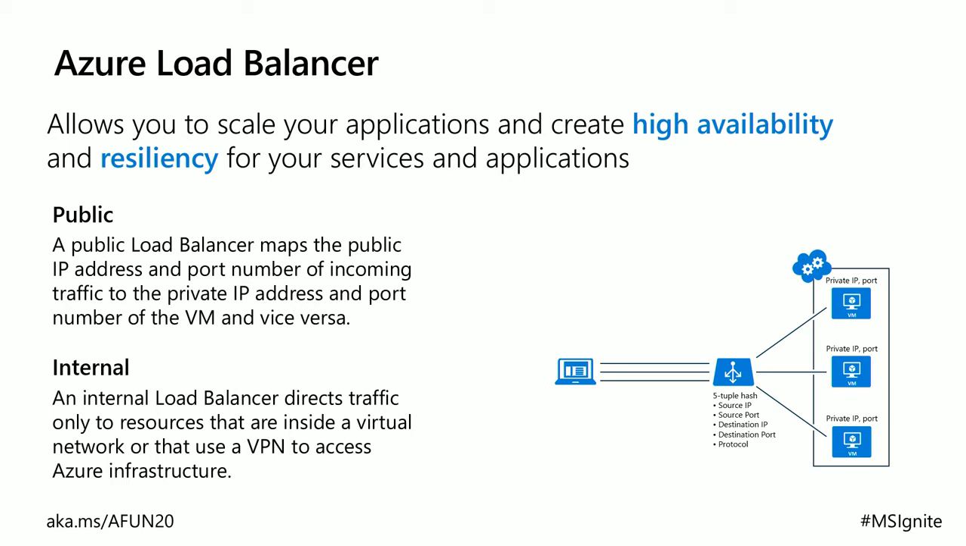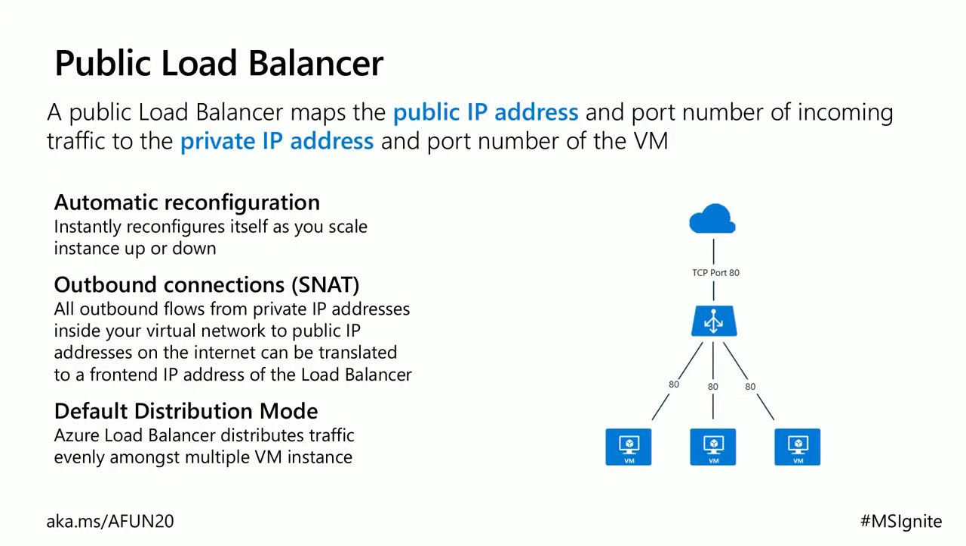We have a couple of different options within Azure. We have our public load balancers and our internal load balancers. The idea with load balancers is that they help you scale your applications and deliver content more evenly to everyone who's accessing things. The public load balancer maps a public IP address and port number to the private IP address and port number of the VM you might be serving your services from. In this case, you're replicating VMs on the back end, and the load balancer, by default, evenly distributes traffic to those virtual machines.